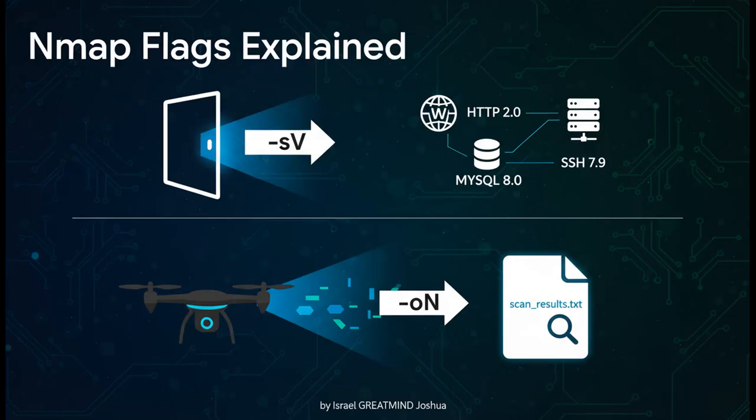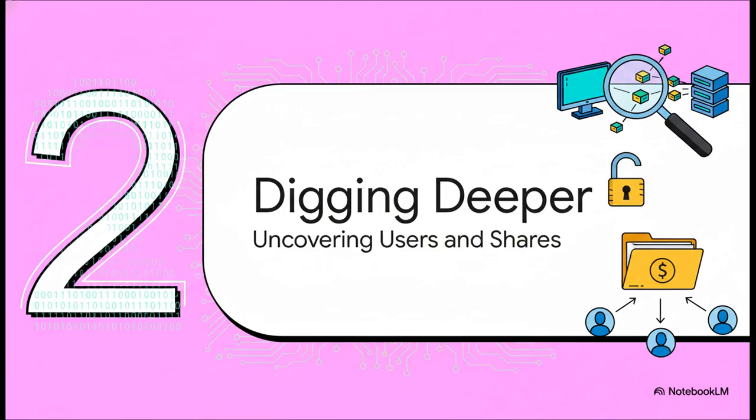So let's quickly break down what those little flags actually do. That -sV is for version detection. See, it's not enough to know a door is open. We need to know what's behind it. This flag tries to identify the specific software and its version number. Why? Because an outdated version of a service is often a wide-open invitation for an attacker. And -oN? That just saves the output to a file. In the real world, you have to document everything. It's non-negotiable.